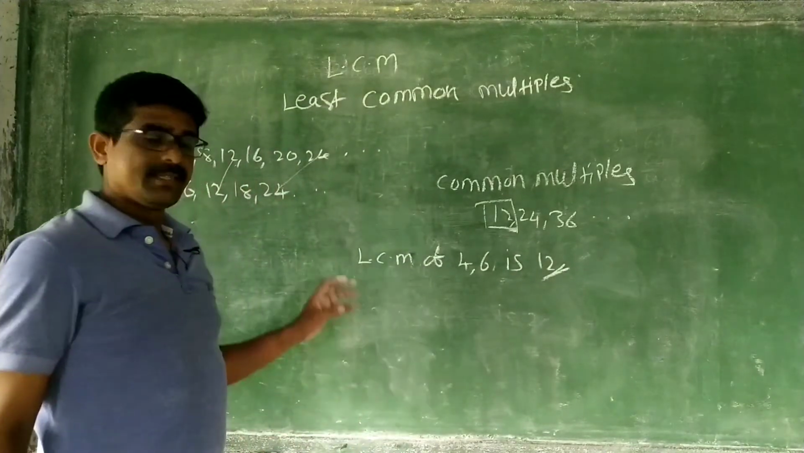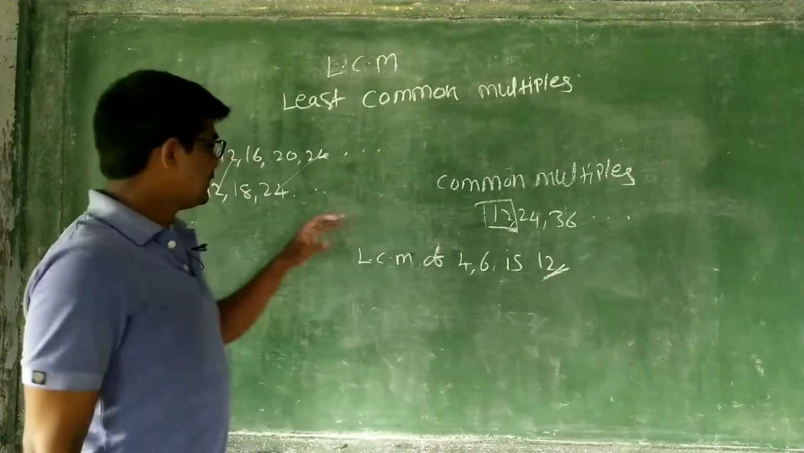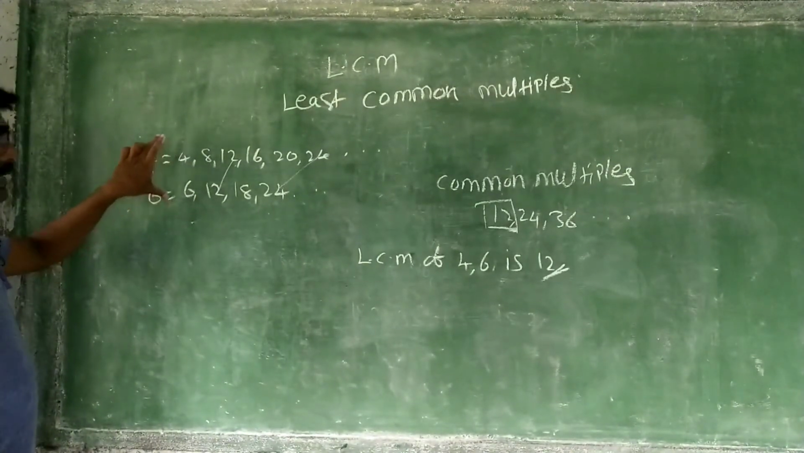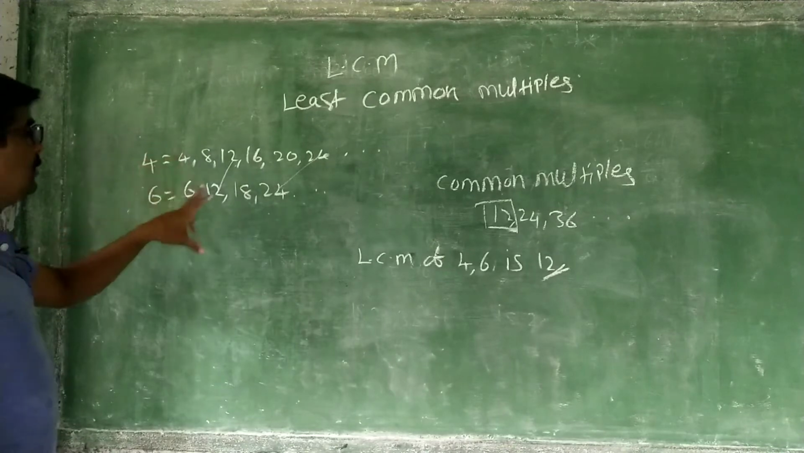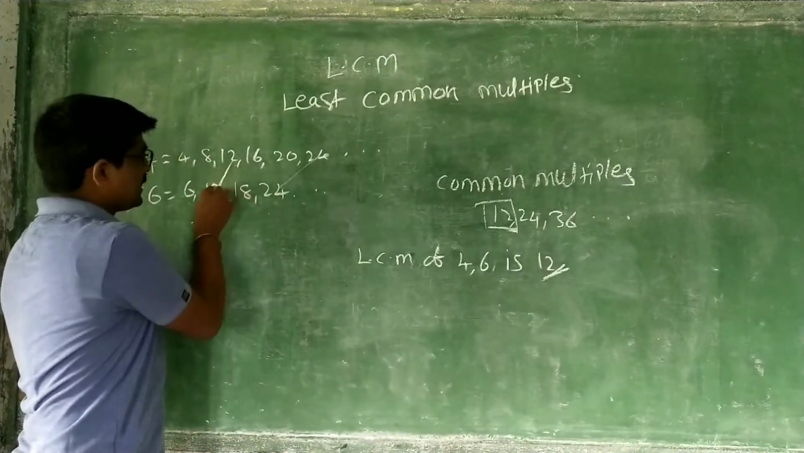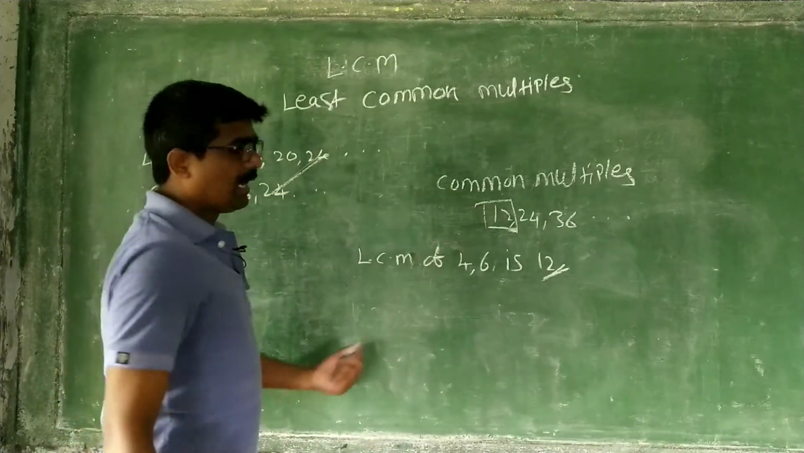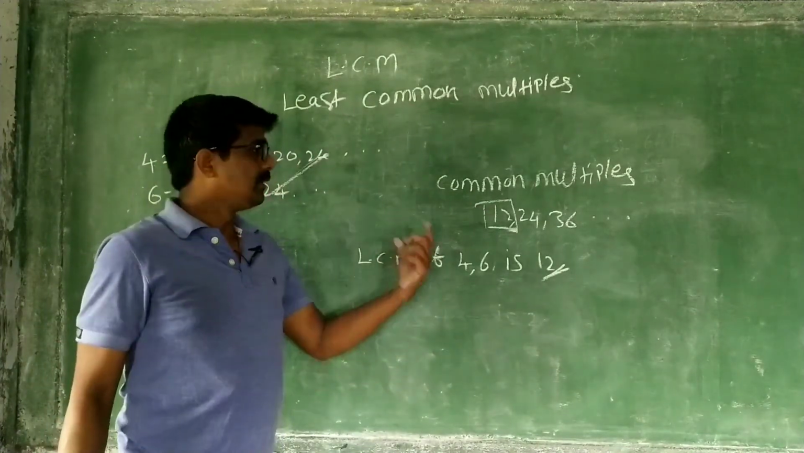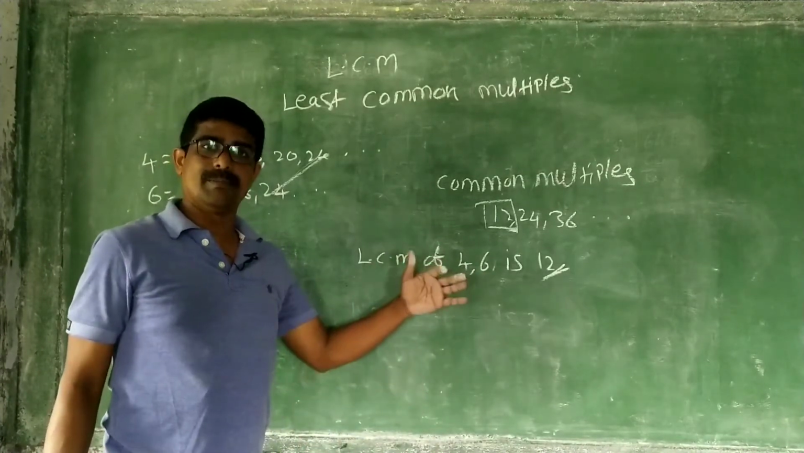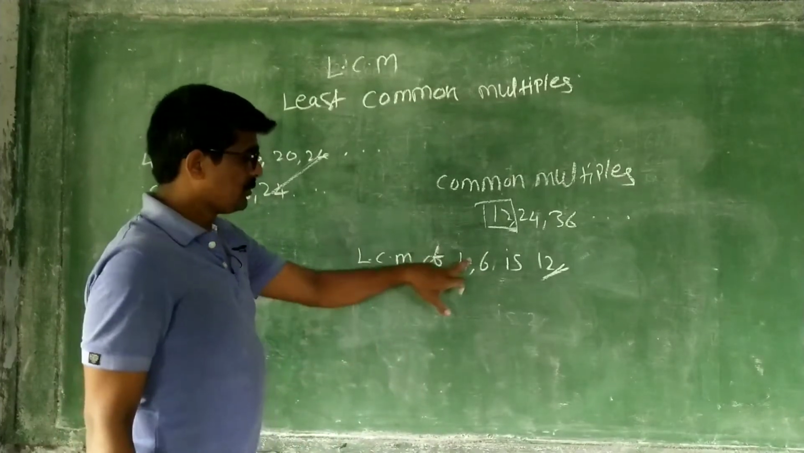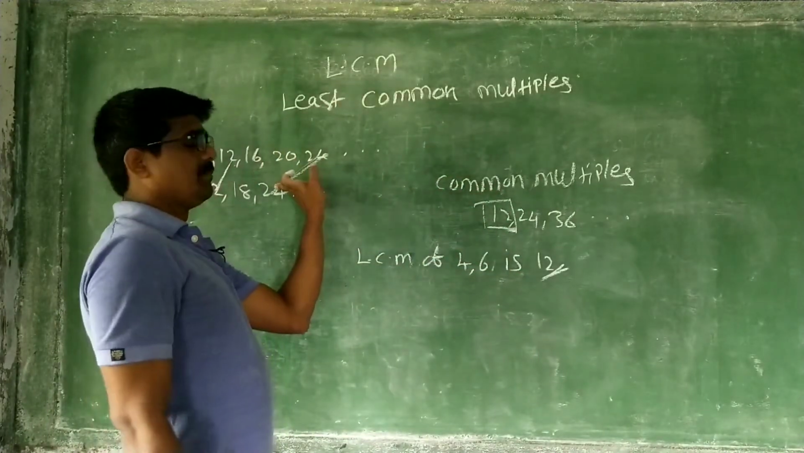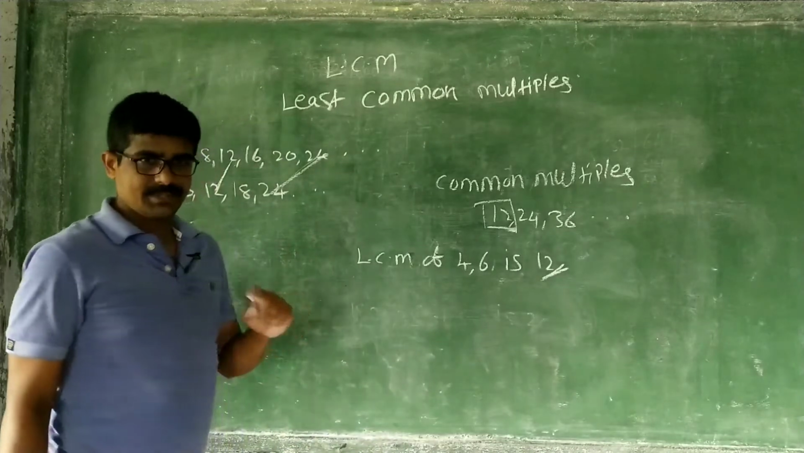Understand? This is how to find LCM. You just have to write the common multiples, and from these common multiples you have to pick the one which is smallest. That is the LCM, least common multiple. 12 is the least common multiple. Okay? Next.